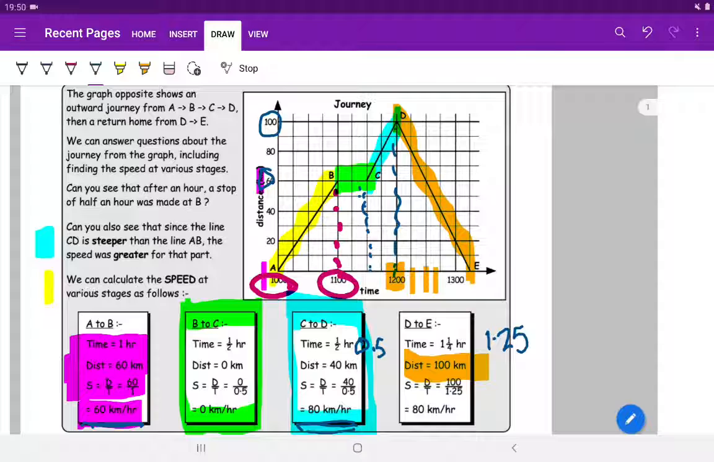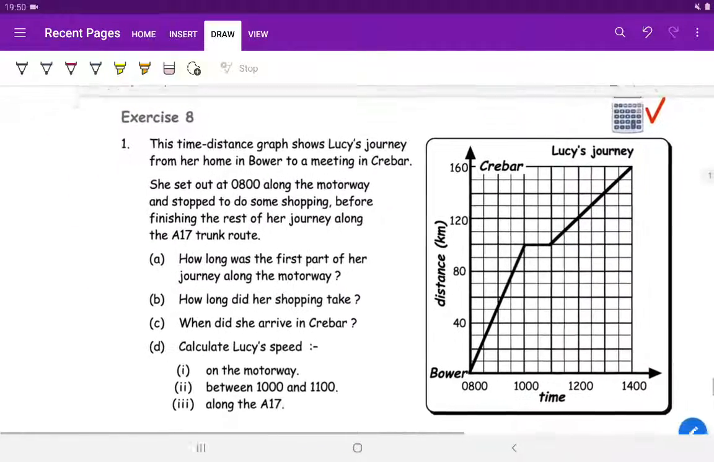So our distance is 100, our time is 1.25. When we do the divide and sum, we get 80 kilometres an hour. So the return journey from D to E is the same speed as the last bit of the original journey from C to D. So that's reading all the information off the graph, and that was our first example.